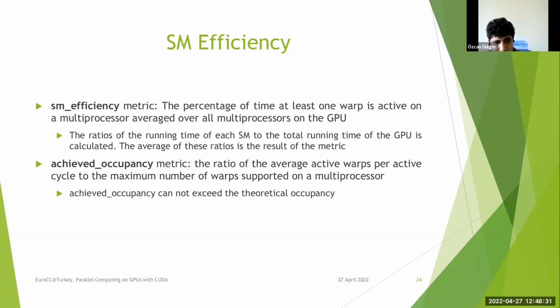The second metric is achieved occupancy. It is the ratio of the average active warps per active cycle to the maximum number of warps supported on a multiprocessor. We will have an output between 0 and 1. If it is 1, that means we achieved 100 percent occupancy. If it is 0, we achieve 0 occupancy. And achieved occupancy cannot exceed the theoretical occupancy. So the theoretical occupancy is an upper limit for achieved occupancy.